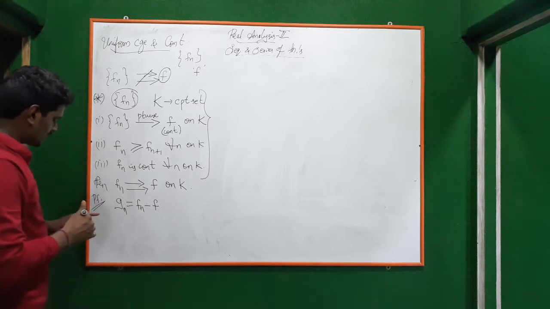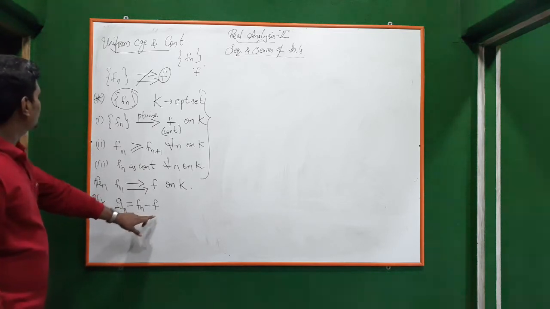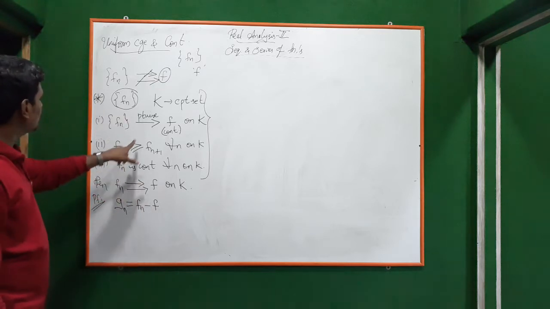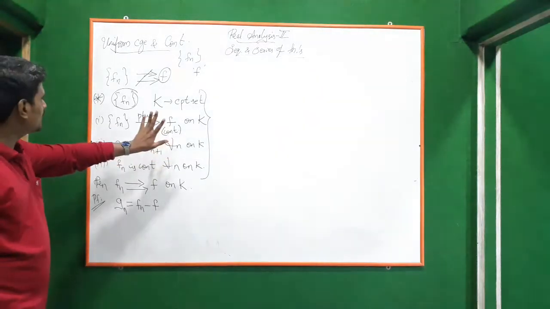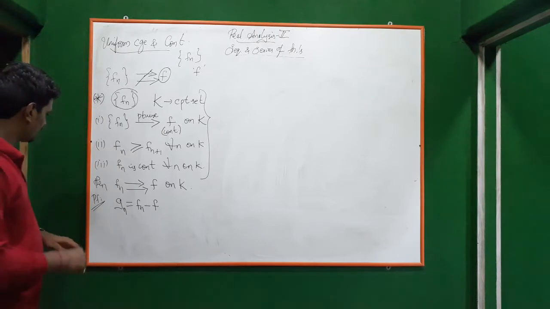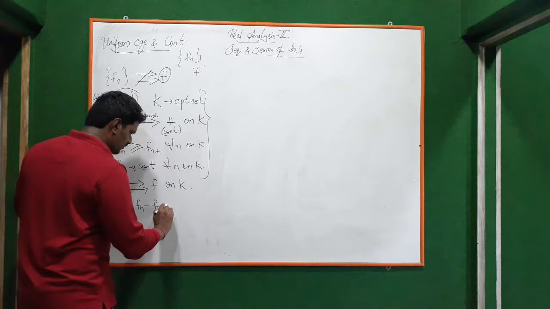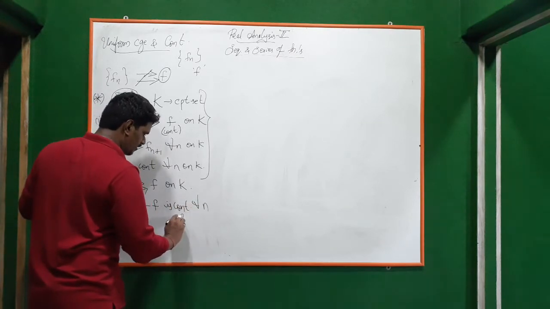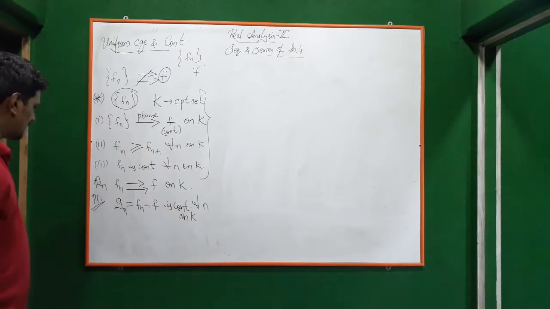So check the conditions. Gn is fn minus f. We know that fn is a continuous function and f is also a continuous function, as given. These three conditions are given for this sequence and this function on K. So Gn, which is fn minus f, is also a continuous function, continuous for any n on K. So that is true here.